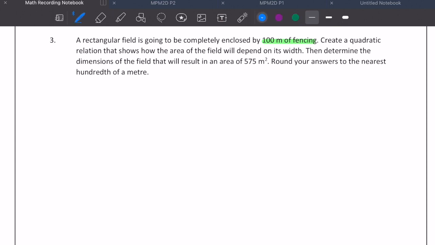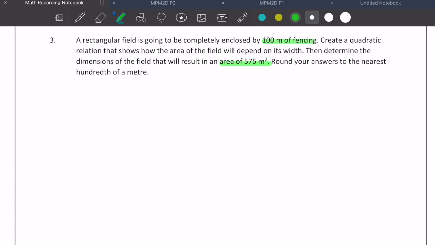Create a quadratic relation that shows how the area of the field will depend on its width. Then determine the dimensions of the field that will result in an area. So here's the important part, the area of 575 meters squared. Round your answers to the nearest hundredth of a meter.